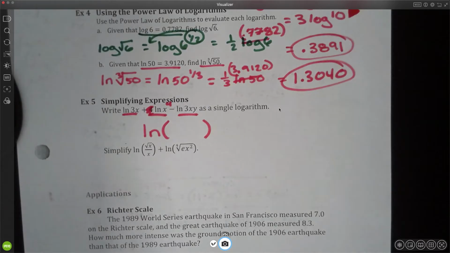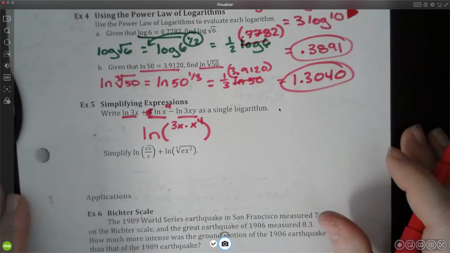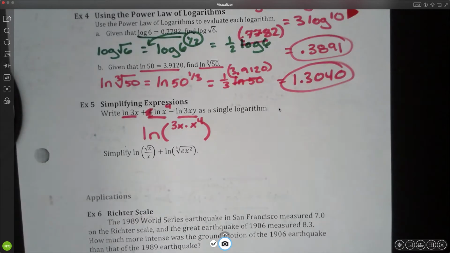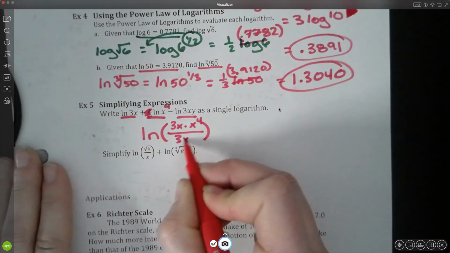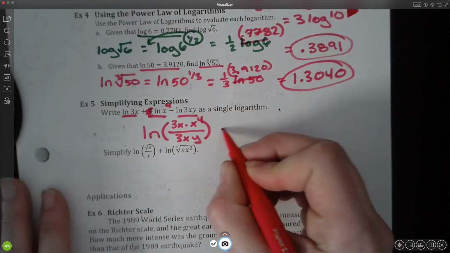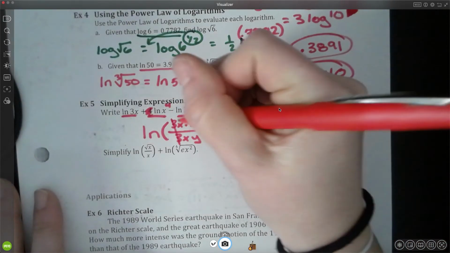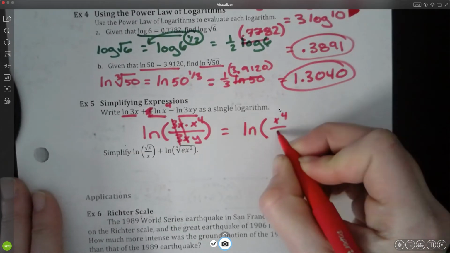I'll write out all my work so nobody looking at your notes gets confused. So 3x times x to the 4th, we're going to simplify that in just a second, but I'm going to write out all my steps. Add means multiply, but subtract means divide, so I'm going to put that one on the bottom. 3x to the 5th over y. Simplify. We can cancel out the 3 and the x, so just x to the 4th over y is my simplified form.